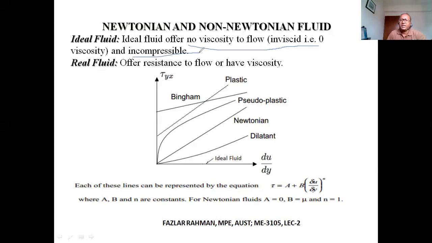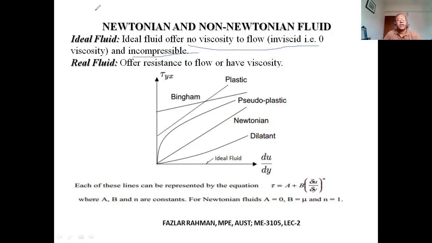But in reality, you will not get any ideal fluid because nothing is 100% pure. So all fluids have at least some viscosity. But ideal fluid means no viscosity. When we derive some equations, we might consider the fluid ideal for simplification. Okay. And what is the real fluid? The fluid which has viscosity or offers resistance to flow is called a real fluid.